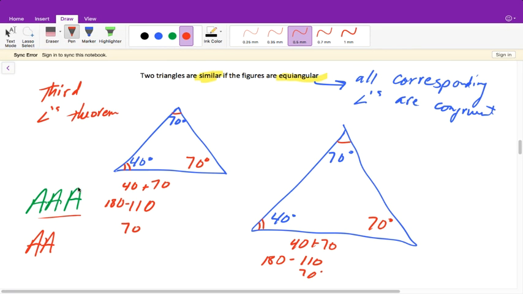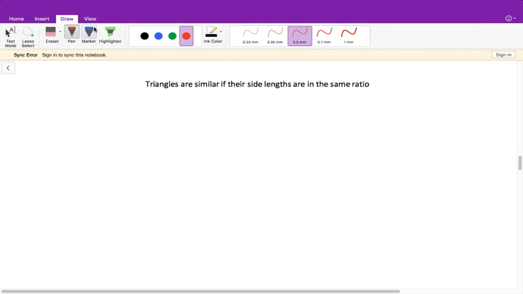All right, so you can either show me that all 3 are congruent, or based on the problem I give you, if I show you that 2 of the angles are congruent, we know 100% yes, they're similar. So that is one of the methods, either AAA or AA, whatever you want to put. Then the next way that we can tell that they are similar is triangles are similar if their side lengths are in the same ratio. So if their side lengths are all in the same ratio, that means that they're similar.